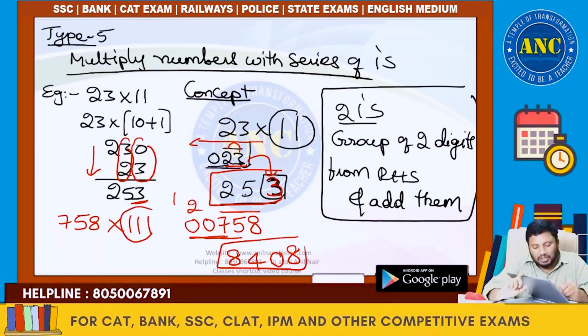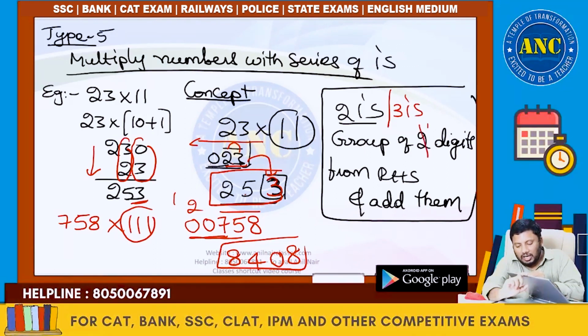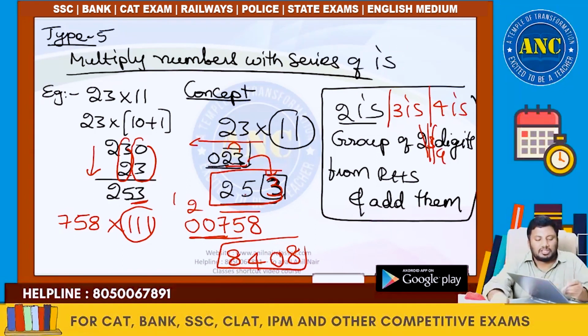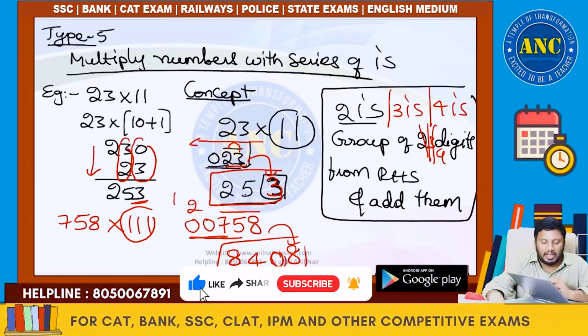If 3 ones are there, take a group of 3 digits. If 4 ones are there, take a group of 4 digits and add them. 758. 8 is written like this. Right? 8 plus 5, 13. 13 plus 7, 20. So it is 0, 2 carried. I hope it is clear. 2 carried.